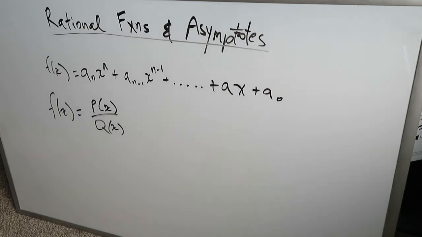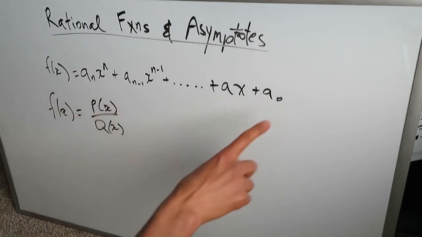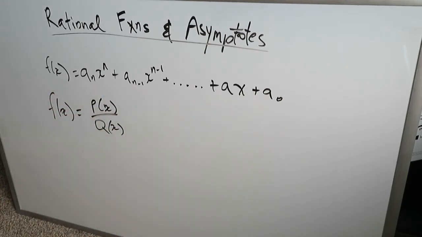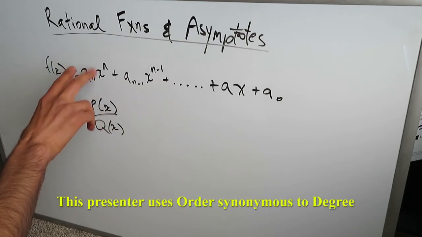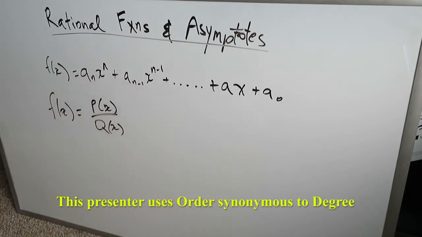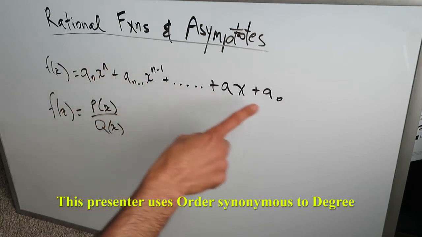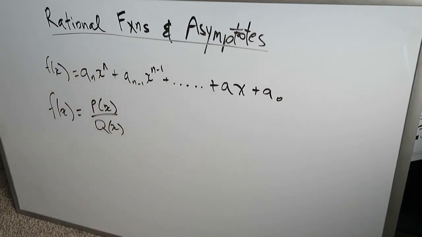Just right here at the very top line is an example of a polynomial function. A polynomial function looks something like this, where you have a certain degree, a certain order, and it carries down. The exponents carry down up to 0. An example would be 3x cubed plus 2x squared plus x minus 1.